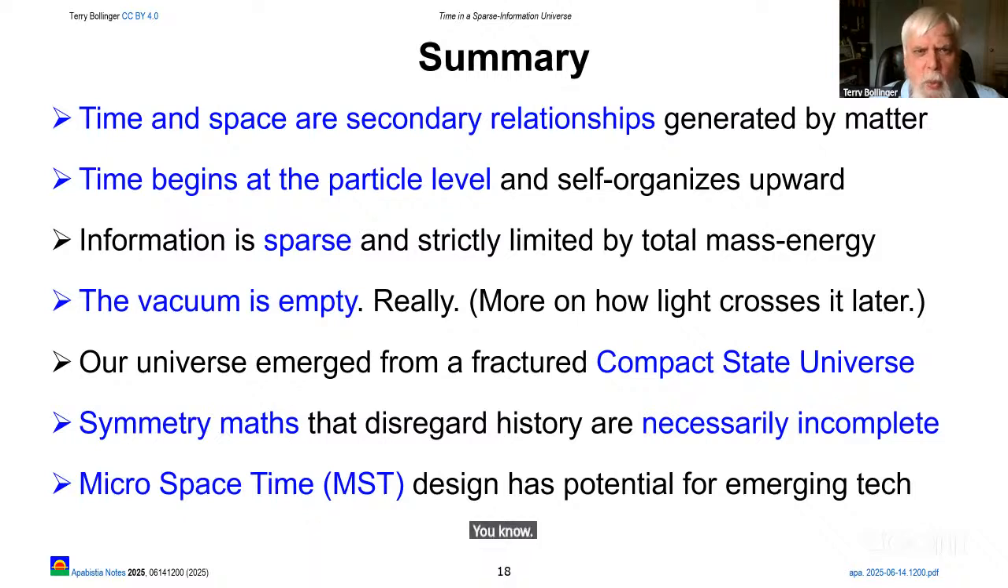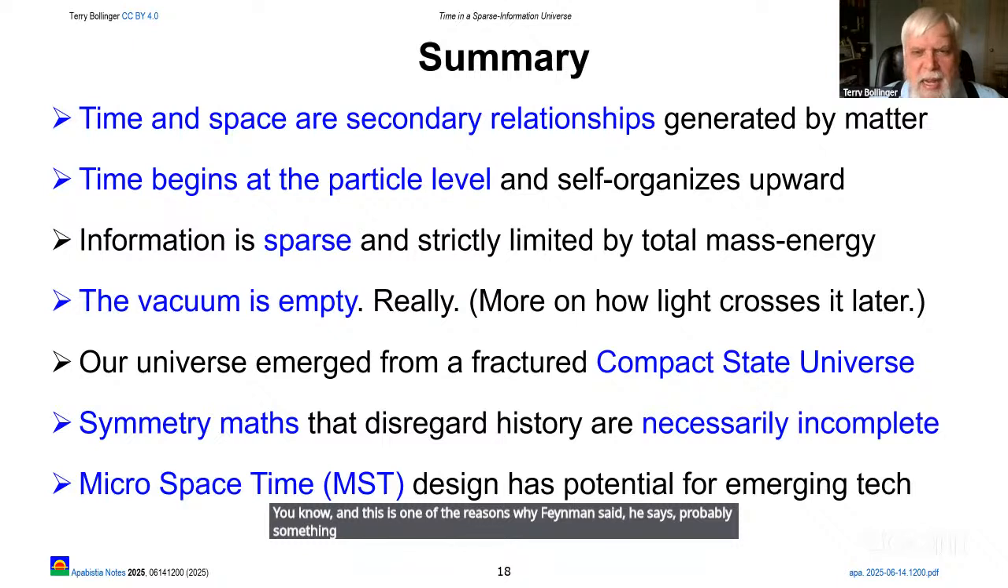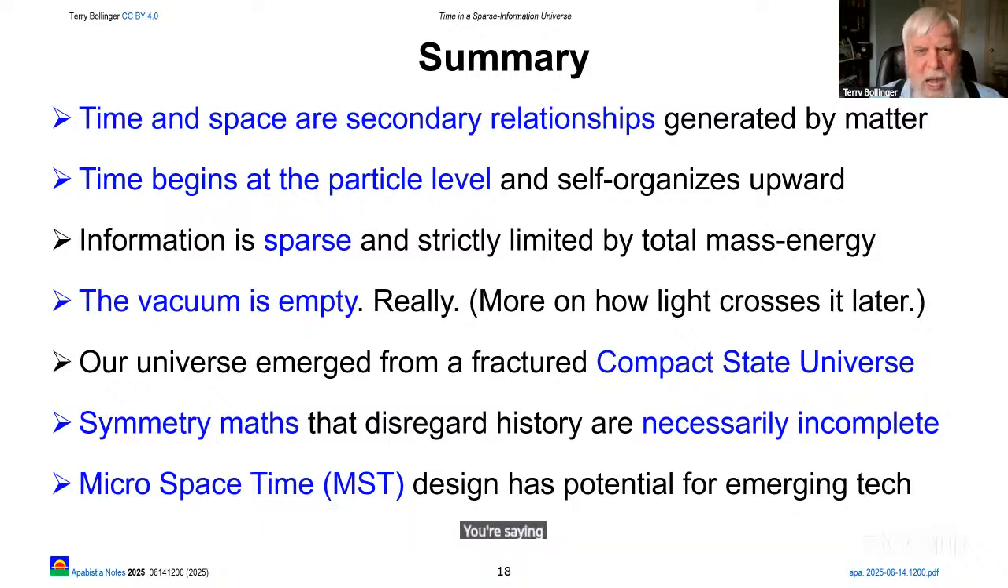And this is one of the reasons why Feynman said, he says, probably something simpler like checkers. I love that. He got a good laugh when he said that. But he meant it. He was dissing his own theory. He was saying that, no, there's something not right about this. And this is where I think it is.